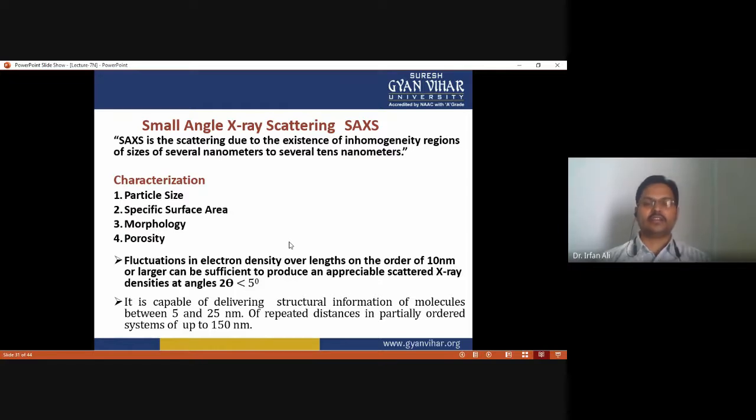over length on the order of 10 nanometers or larger, which can be sufficient to produce an appreciable scattered X-ray intensity at angle 2 theta less than 5 degrees, and it is capable of delivering structural information of molecules between 5 and 25 nanometers of repeated distance in partially ordered systems of up to 150 nanometers.